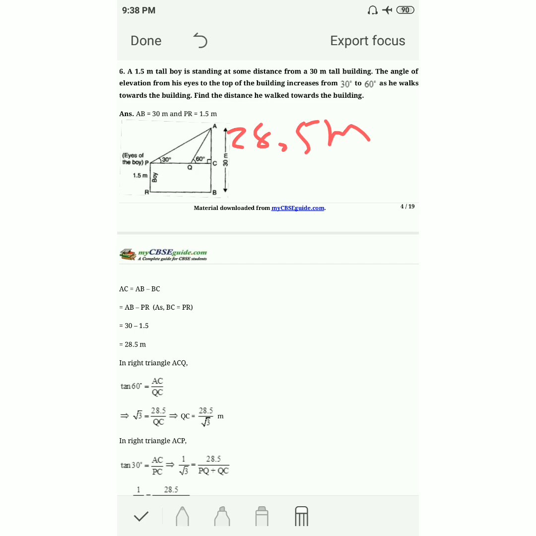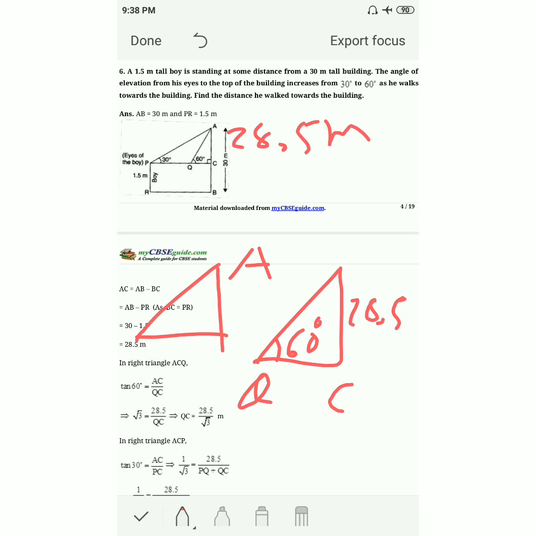Now we need to think about how we can find PQ. First of all, from triangle AQC, we know this side 28.5. We know this angle 60 degrees. So we can find QC from here, right? Now the second triangle is ACP. Again we know the height AC is 28.5. This time angle P is equal to 30 degrees. So again by using this triangle we can find the length of PC, right?